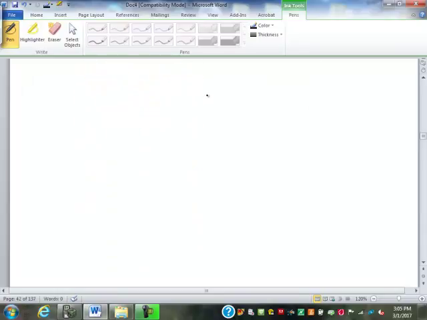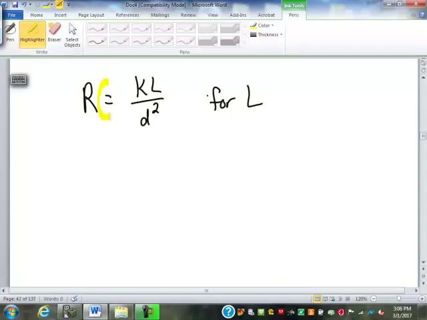We can run into ones a little bit more complex, like R equals KL over D squared. If I want to solve this for L, so again, I find my equal sign. I find my L. L is here. There's only one L in here, so that makes it easier.